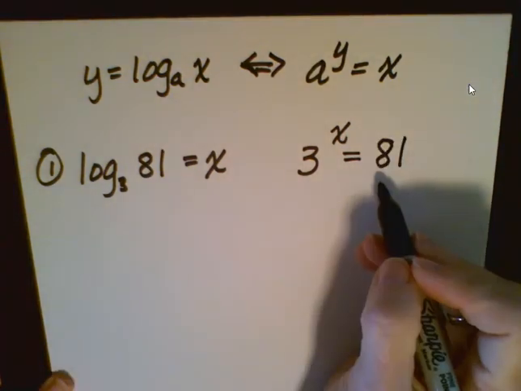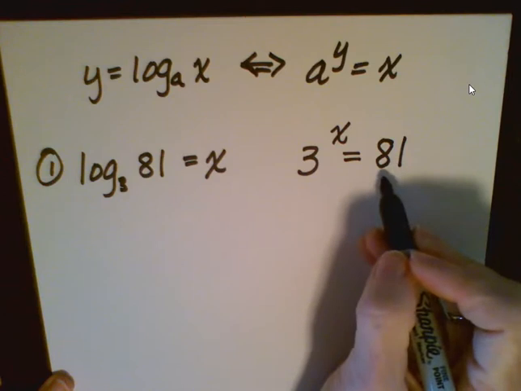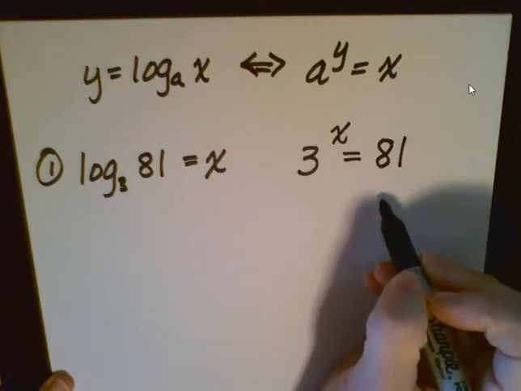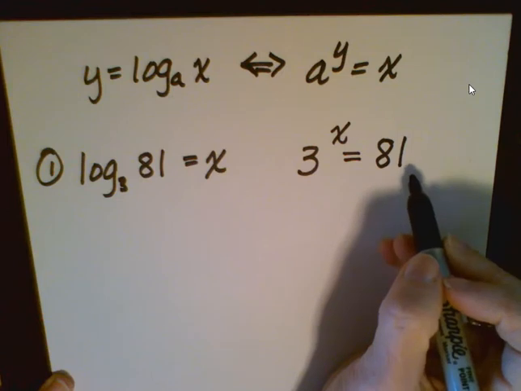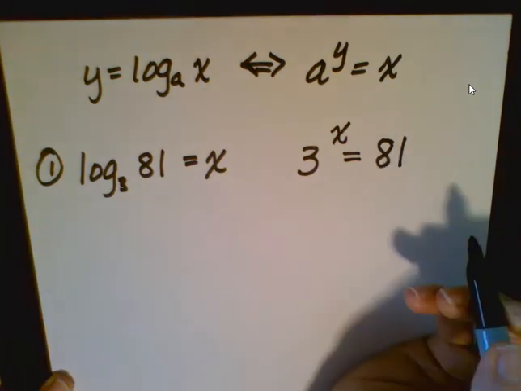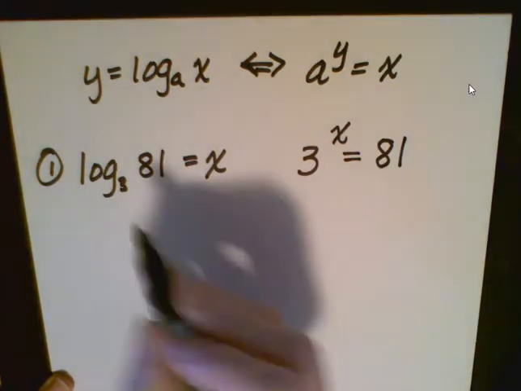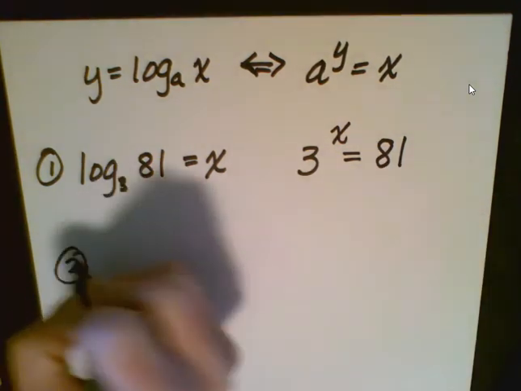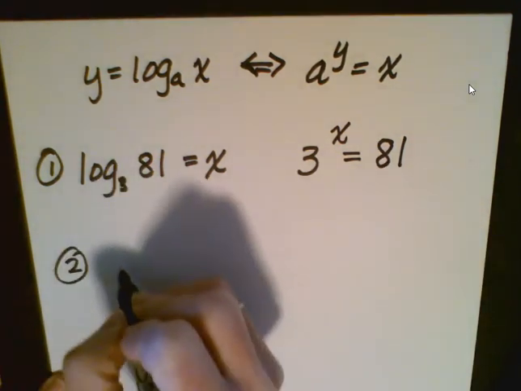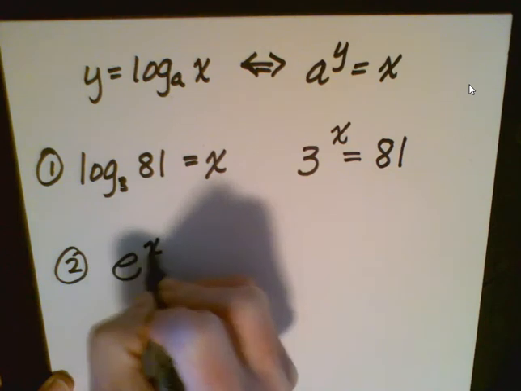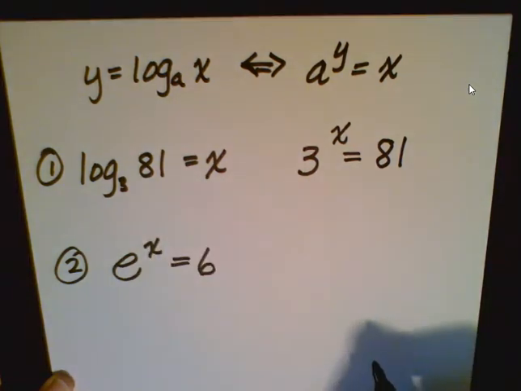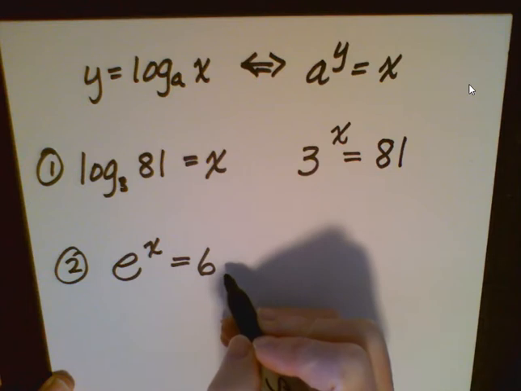And we know how to solve this one because if we were asked to solve it, we just continue and write 81 as a base of 3. With a base of 3, it's actually 3 to the 4th, and we'd find that x is equal to 4. But this one just says change from a log to an exponential, and here's an example of change from an exponential into a log. A to the y equals x.